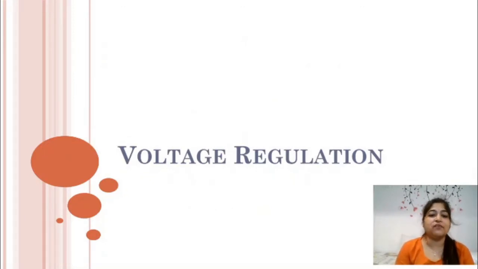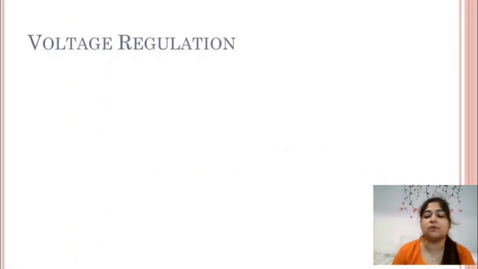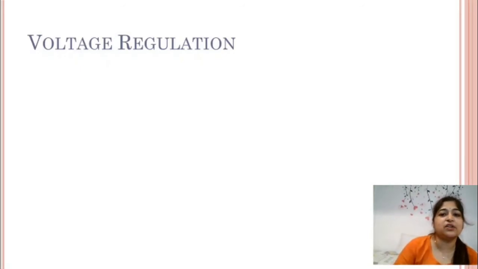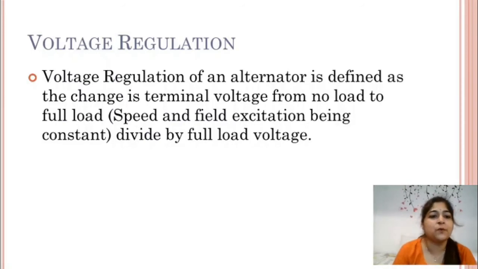Voltage regulation, a very important term. So let's see what voltage regulation is and why it is supposed to be found out. We find out voltage regulation because ideally the terminal voltage should remain constant. Ideally the terminal voltage should not change, but practically it always changes, and that is why we need to know by what quantity it is changing from no load to full load.